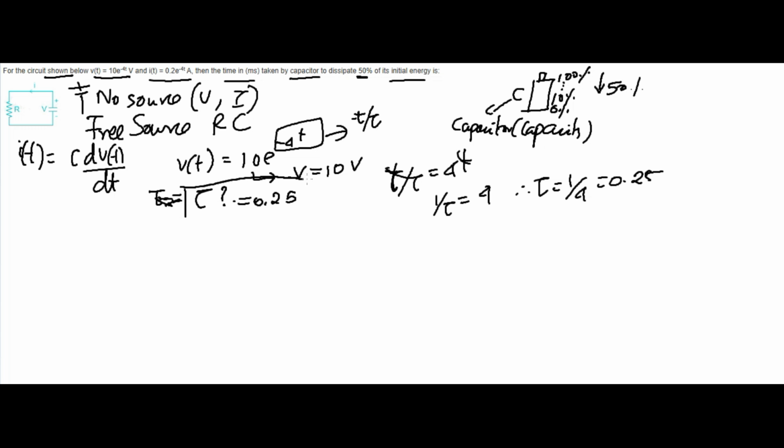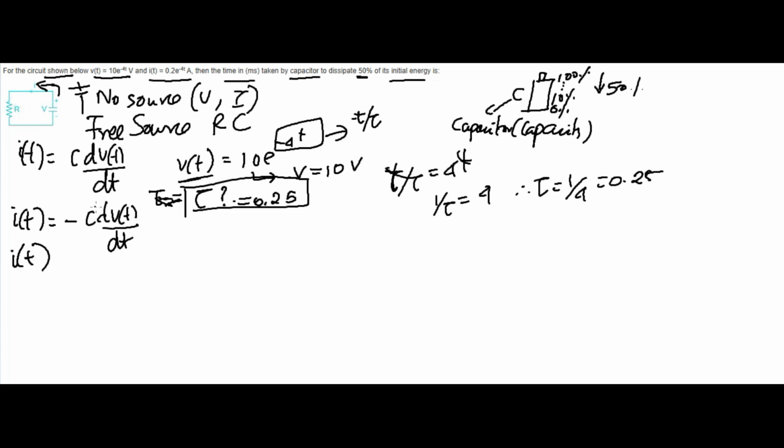I just make a small box of this one. Now I of t is equal to minus C into dV of t divided by dt. I am using the minus sign because, look at this current, it is going in this direction, leaving the positive terminal. This is the V of t, never forget.